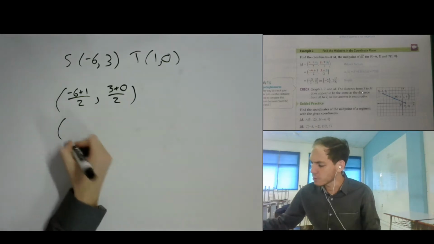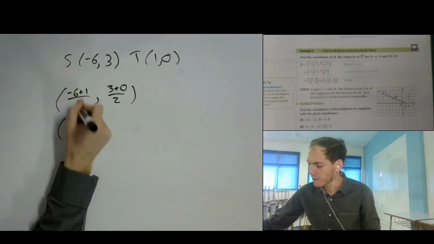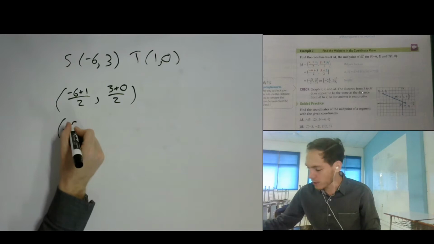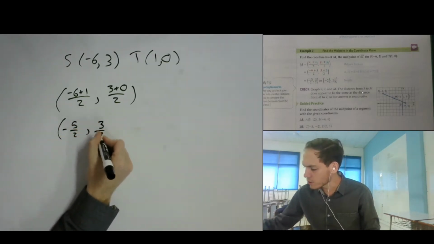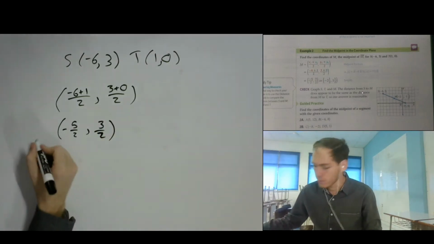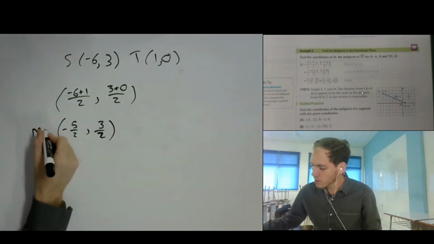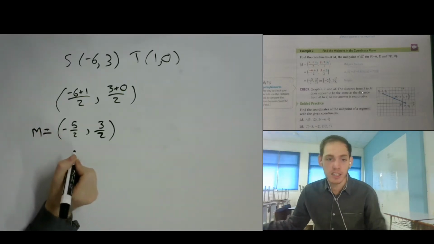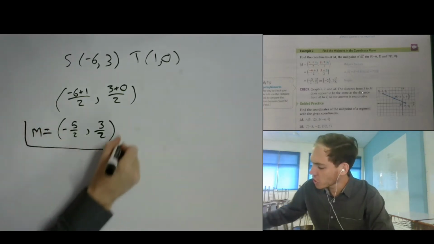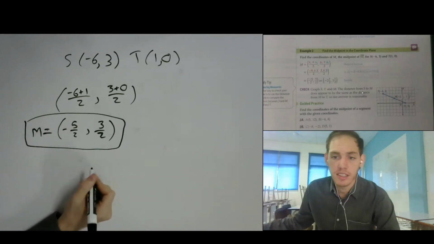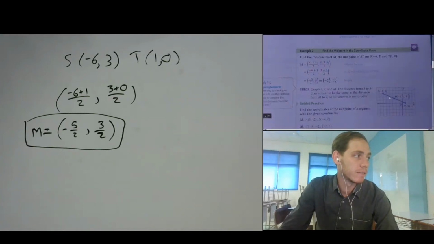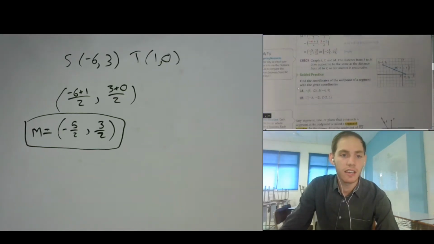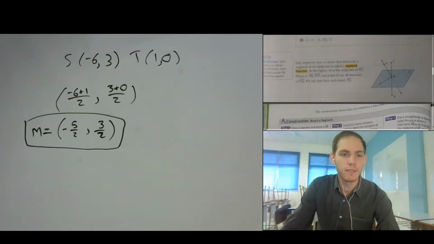So our answer should be pretty straightforward. -5 over 2. And then our y should be 3 over 2. Okay, so our midpoint M equals this point right here. Okay, and then they show the graph. They show the midpoint in their diagram right here. Okay, so you can see it. Now there's 2 guided practice. We'll talk about them in class, so don't worry about that.